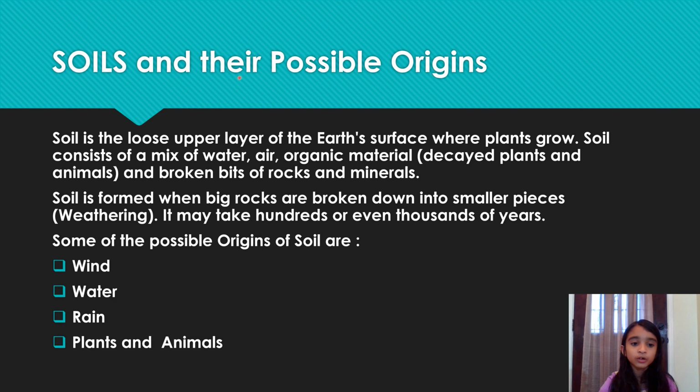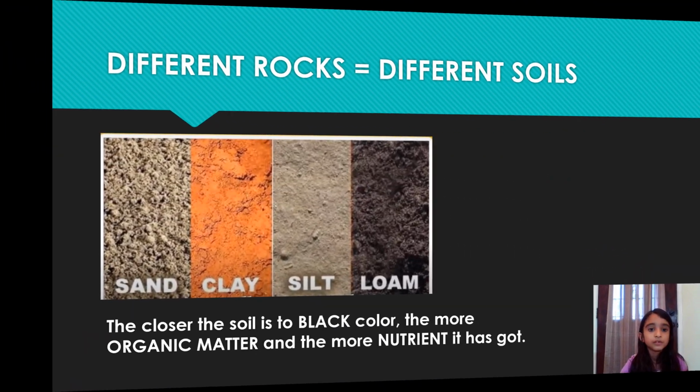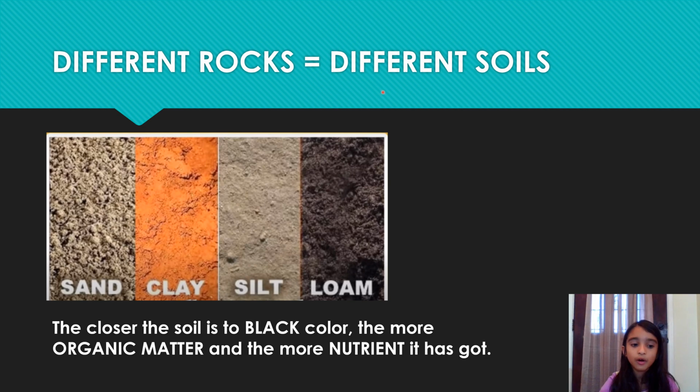Soils and their possible origins. Soil is the loose upper layer of Earth's surface where plants grow. Some of the possible origins of soils are wind, water, rain, plants, and animals. Different rocks means different soils. The closer the soil is to black color, the more organic matter and the more nutrient it has got. So in this picture we can see sand, clay, silt and loam. Loam is the most nutrient soil because it's more towards the black color.